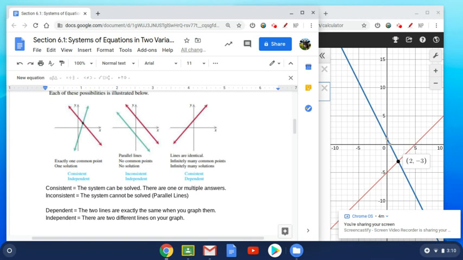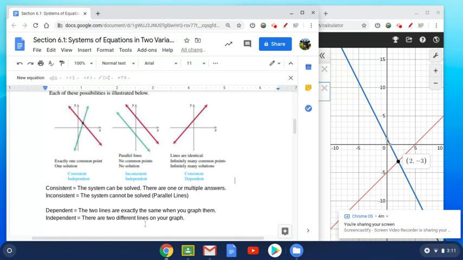The other words you need to know the meaning of are dependent and independent. Dependent, okay, think about what that word means in general. It means you rely on someone else. Well, a dependent system is where when you graph the lines, they fall right on top of each other. They're exactly the same thing.